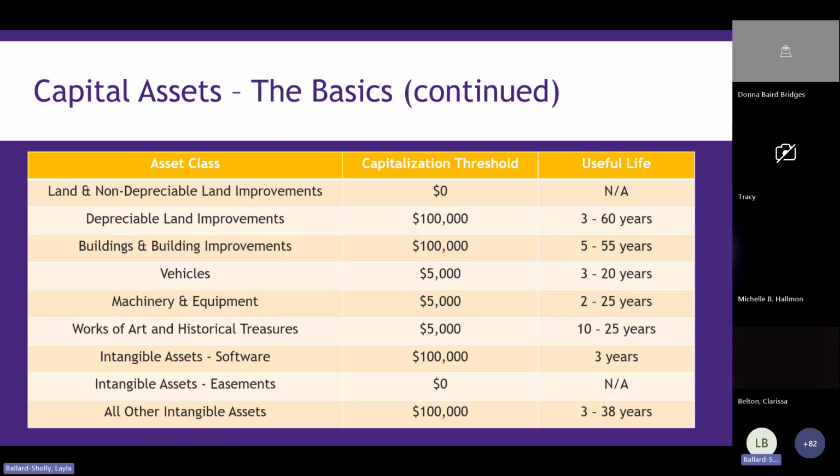I'm not going to read every threshold and useful life, but in the building and building improvements category, you also have leasehold improvements, which has changed a little recently with GASB 87. That threshold is also 100,000, even though the building threshold for leases is not, and I have another slide for that.